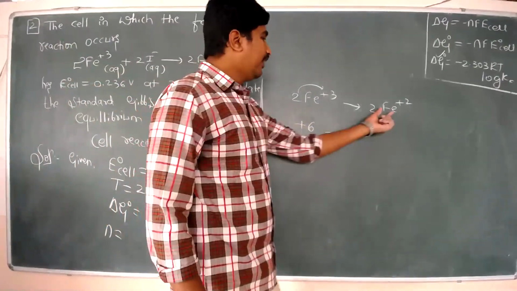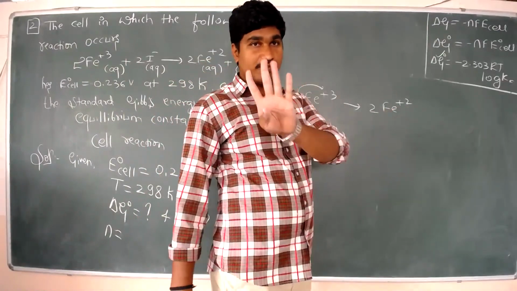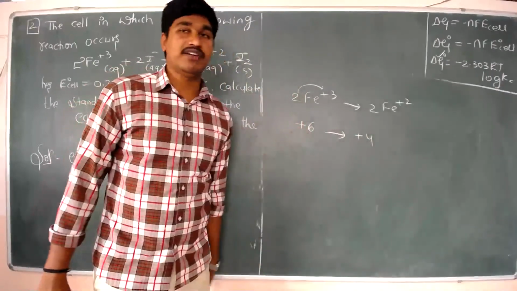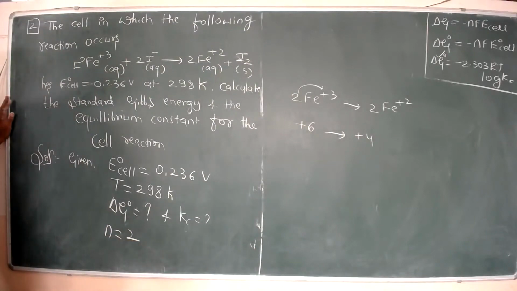In the product, 1 Fe has charge plus 2, but there are 2 Fe. The total charge is plus 4. Correct? What is the difference between plus 6 and plus 4? 2. This means the number of moles of electrons involved is 2. n is equal to 2.